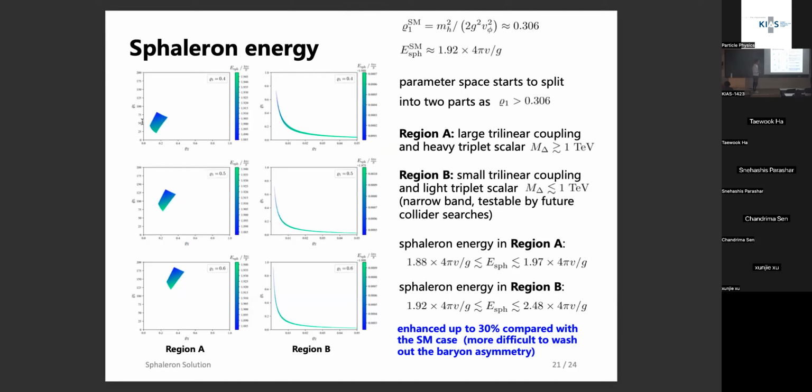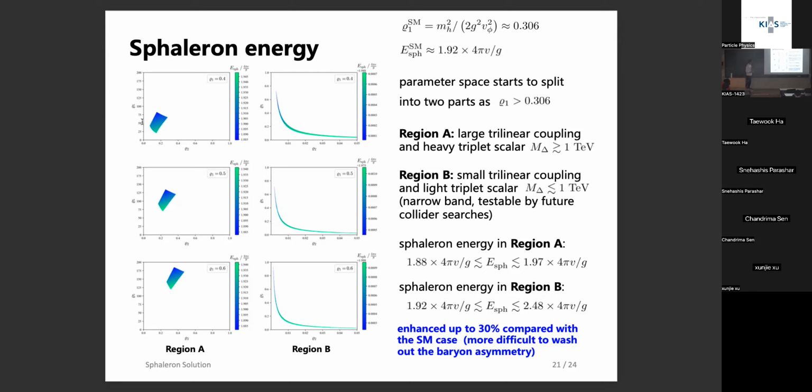So in these figures, we exchange the value of rho 1 and rho 2 and show the behavior of the density plot of the Sphaleron energy. And we find the interesting thing that when rho 1 becomes larger than its standard model value, the parameter space begins to split into two distinct regions. We call them region A and region B.